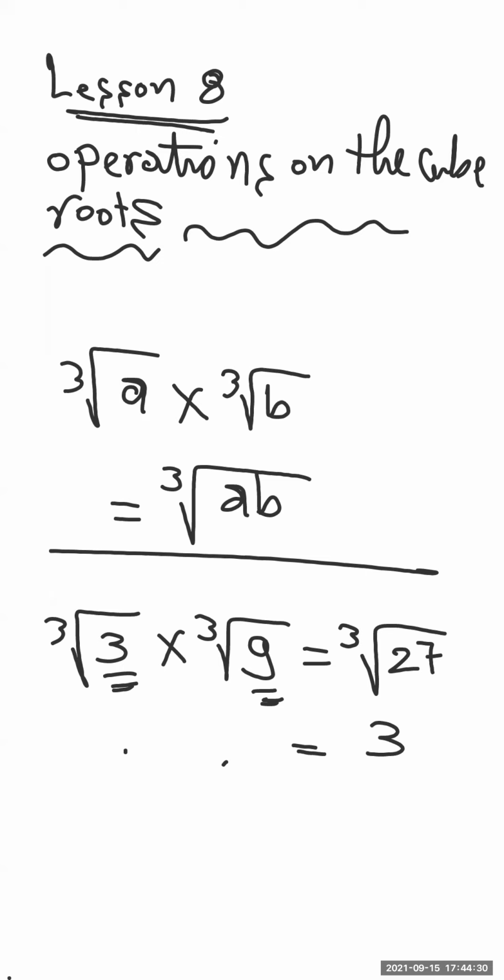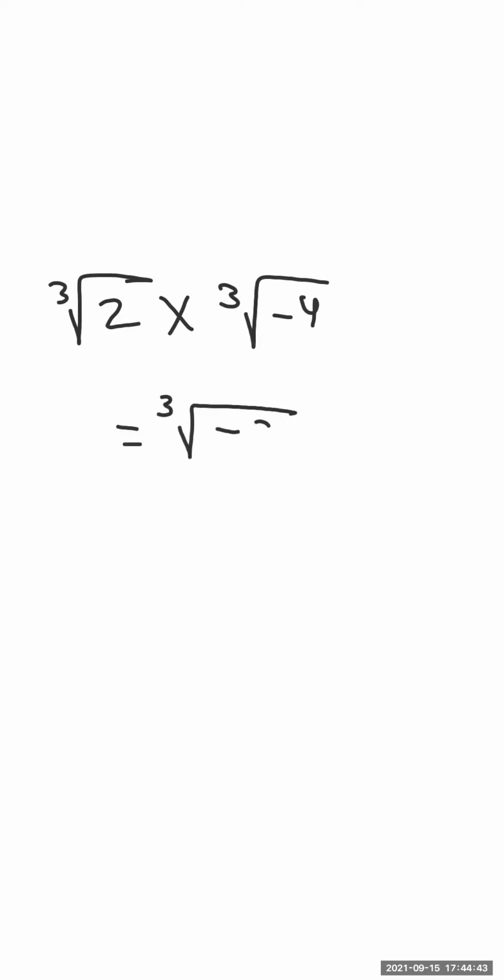Okay, one more example. If it's a cubic root of 2 times cubic root of -4, simply it will equal cubic root of -8. 2 times the -4 means -8. So cubic root of -8 is -2.